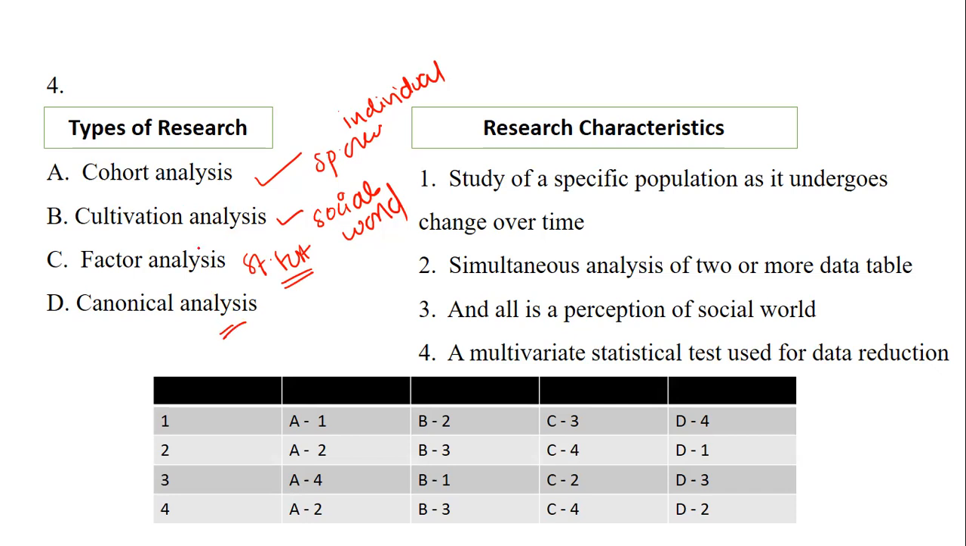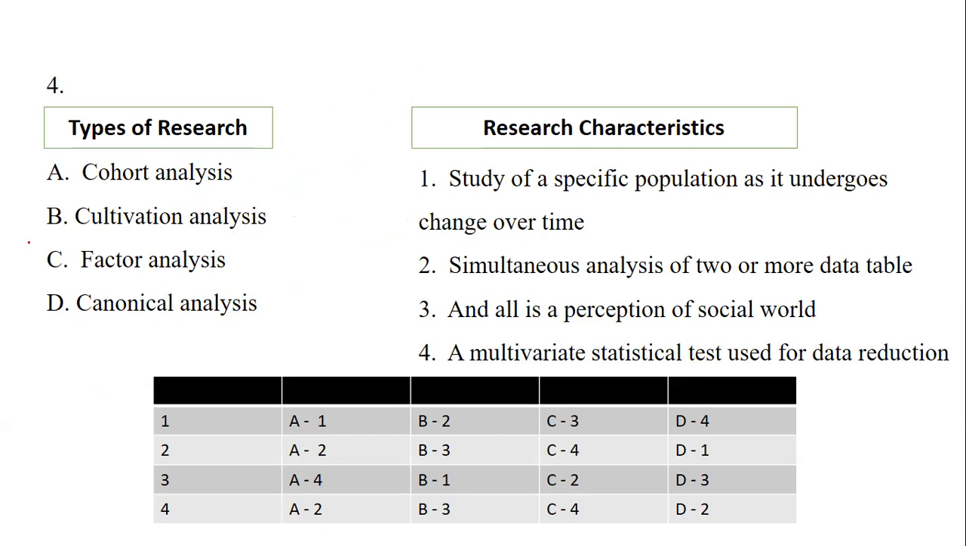For example, to explore the relationship between different sets of data, or understanding how changes in one set can influence the change in another. So this is what exactly these researches mean. So we'll quickly revise. Cohort talks about a specific population. Cultivation, about the world. Factor analysis, it's a statistical test. And canonical, the analysis is basically based on two or more data tables, right?